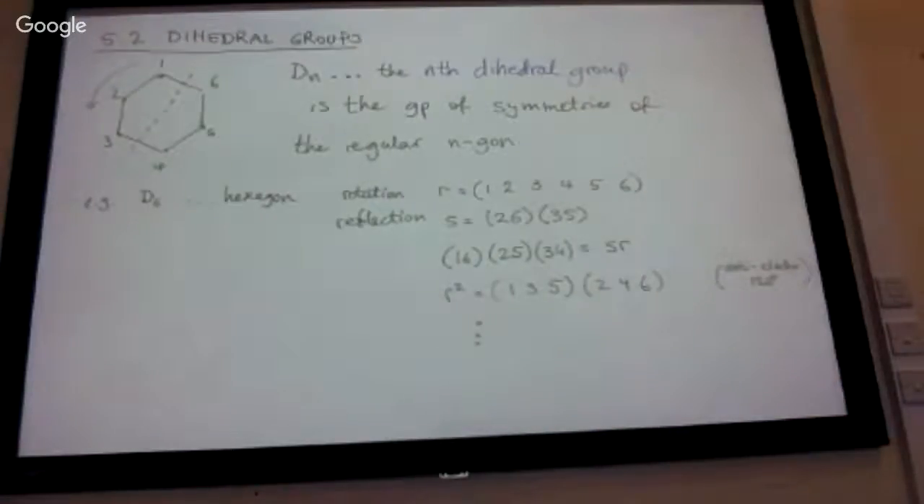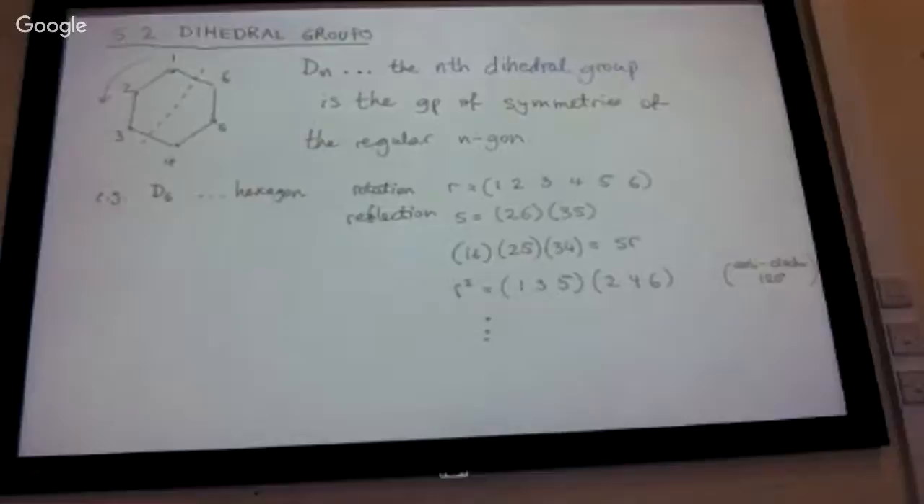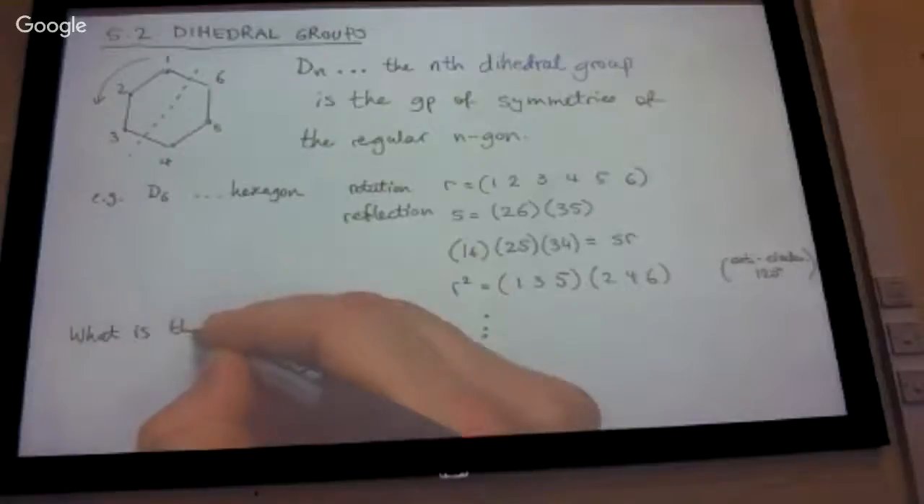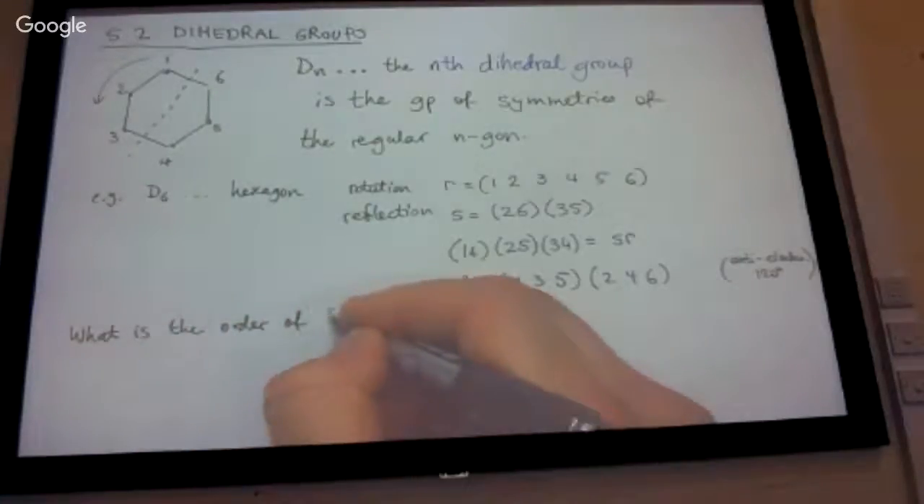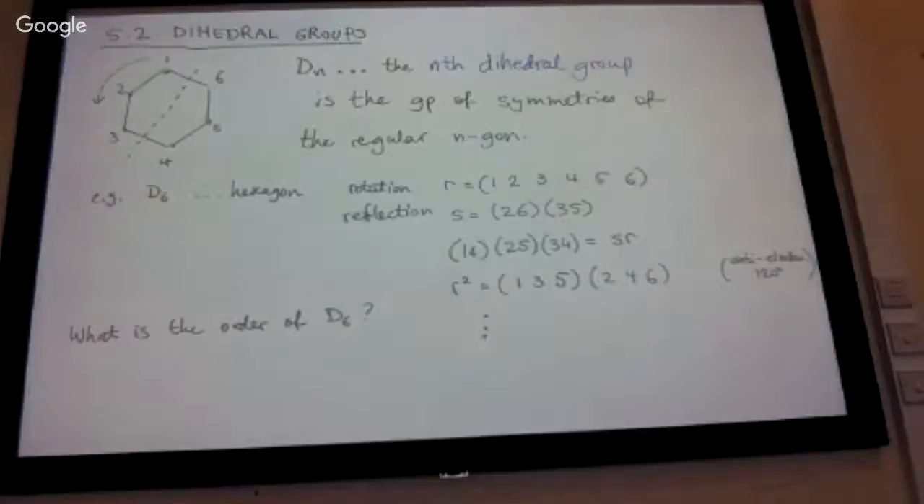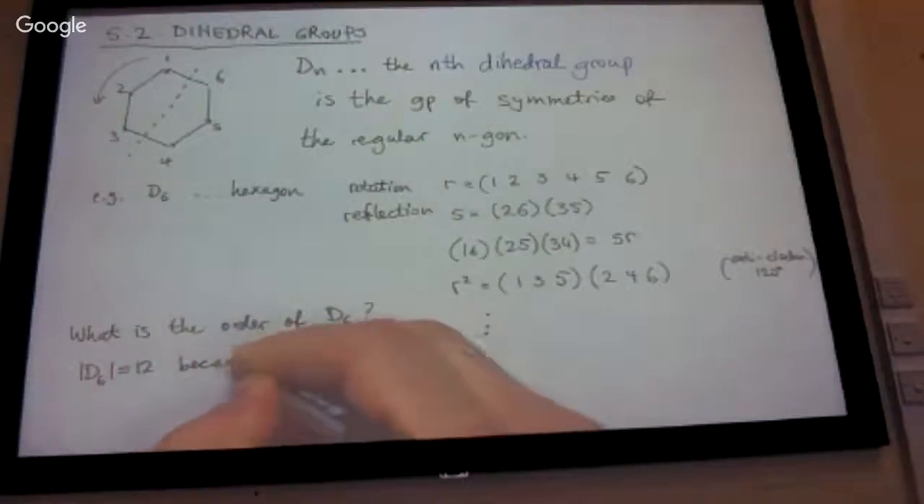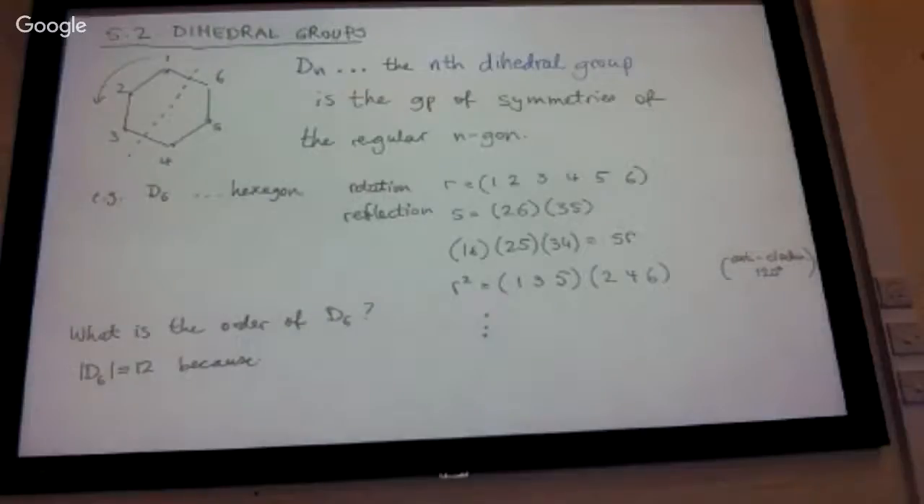How many are there in total? Not by listing them, but by counting them. What is the order of D6? So how many different rigid motions like that? 12. Why is it 12? Because there's 6 rotations, including the identity, and there's 2 reflections. 3 through vertices and 3 through the middle of edges.